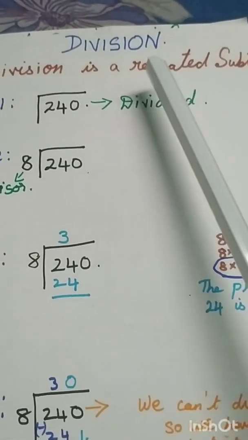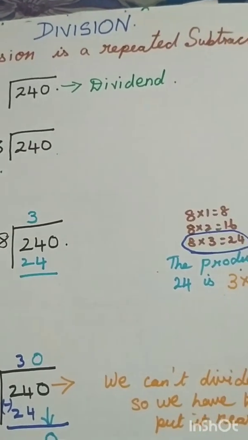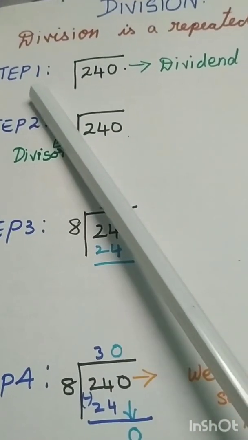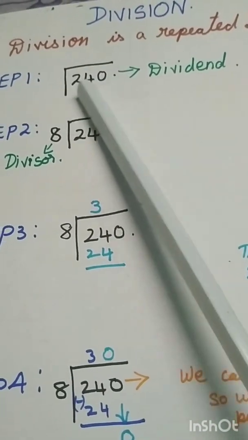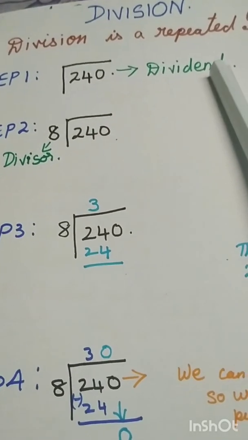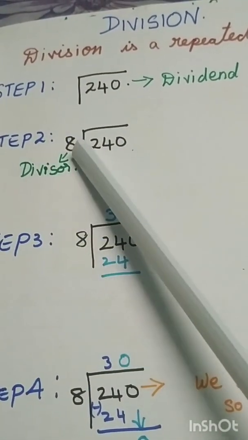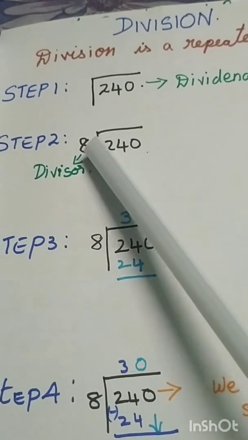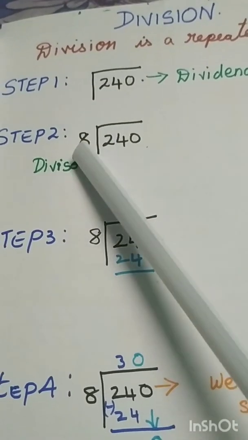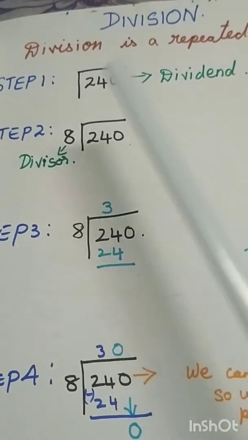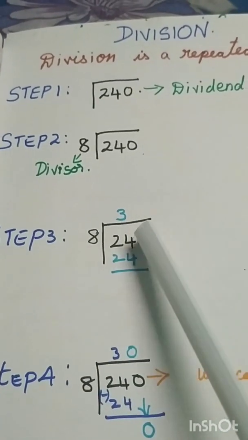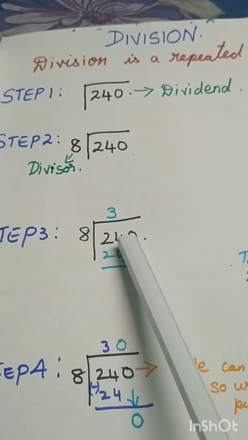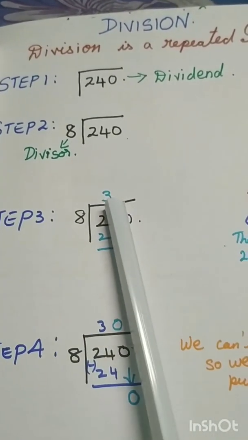Division is very easy, children. You can do it as repeated subtraction. Okay, it is a repeated subtraction. So the first one I have is step 1, dividend. That is inside the bracket, the number is called the dividend. Okay, step 2, divisor, what you are going to divide by, that is the divisor. It may be 6, 7, 12, 13, any number outside the bracket, it is the divisor. Third step, what you will get to the first one is this divisor and the dividend.